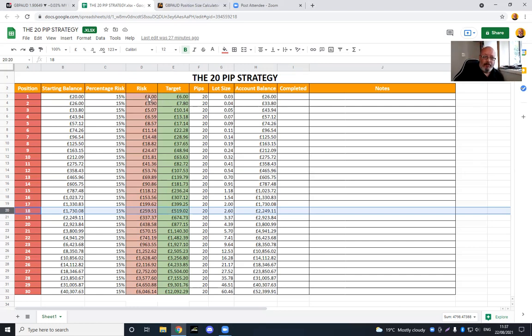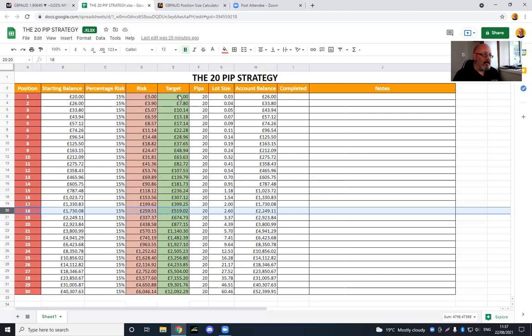So I'm going to risk £3. So I could lose £3, which will take my account down to £17. But if I win, I will win £6. And some people may say, well, £6, what's the point of that? That's not much money. No, it's not to start off with, but in relation to the account size, it's not a bad amount of money.